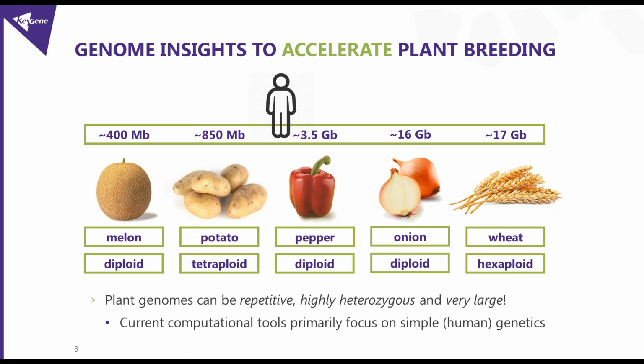Not only that, but plant genomes are also very complex. They can be repetitive, they can be really heterozygous, and they can be polyploid. For example, bread wheat is a hexaploid, potato is a tetraploid. And the current tools that we have available to look at these genomes, to assemble them, but also to compare them, focus primarily on simple human genetics, so diploid genomes.